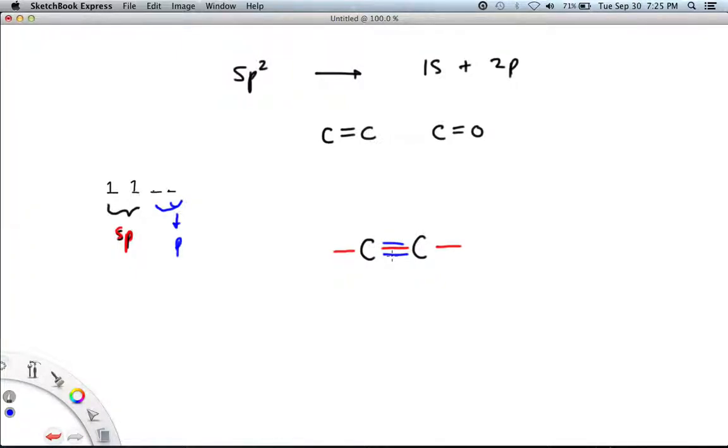But you can see here once again, to each carbon atom, we have 2 of our hybridized orbitals, and then to fill the 4 total bonds, we now have 2 p's. So that's going to be our triple bond.